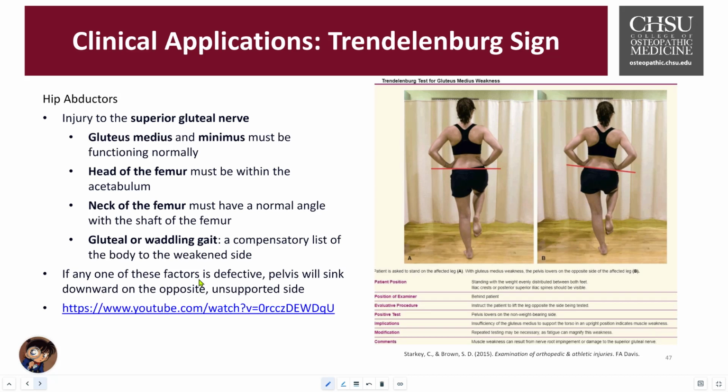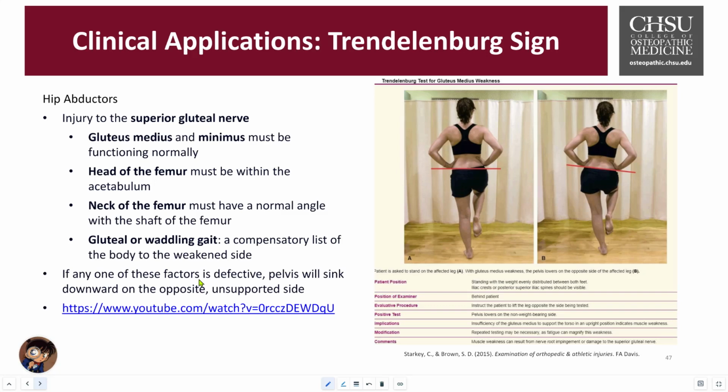So whenever there is an injury to the superior gluteal nerve, these muscles are oftentimes significantly impaired. One way to test for this is the gluteus medius and minimus functionality test, and you can see if they are working together or if they're paralyzed or weakened in their ability to stabilize the pelvis.